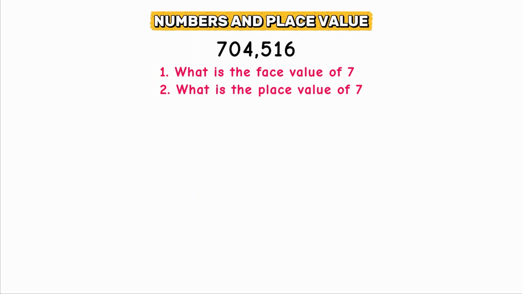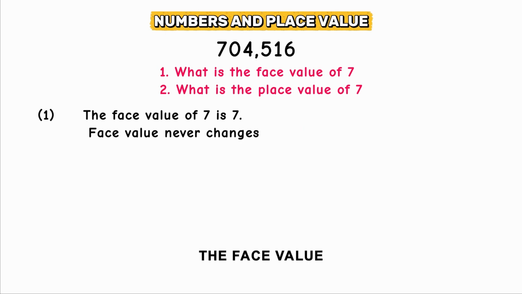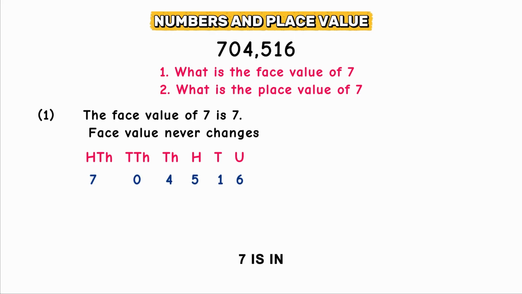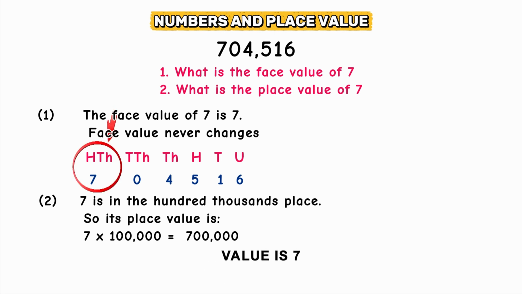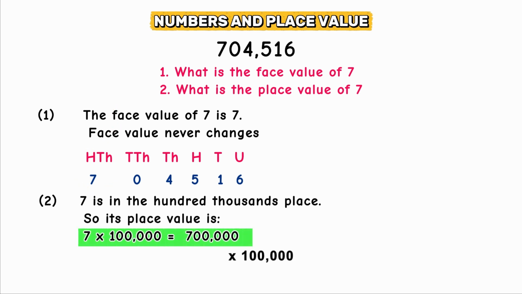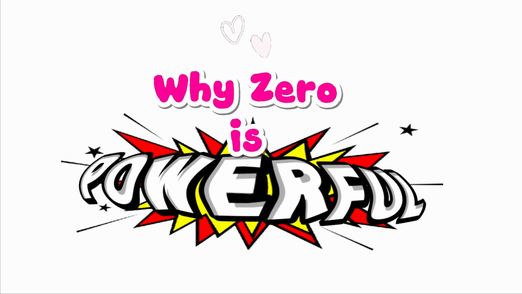Welcome back. The face value of 7 is 7. Face value never changes. Now, let us place the number on the chart. 7 is in the hundred thousands place. So the place value is 7 times 100,000. That equals 700,000.